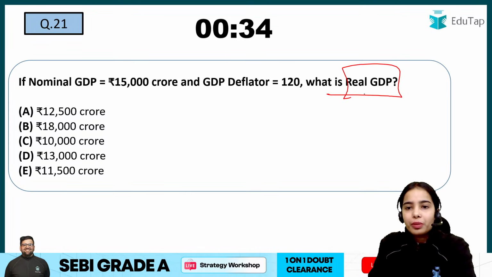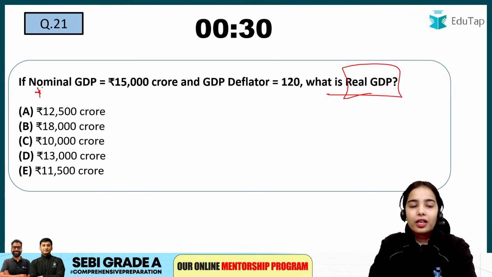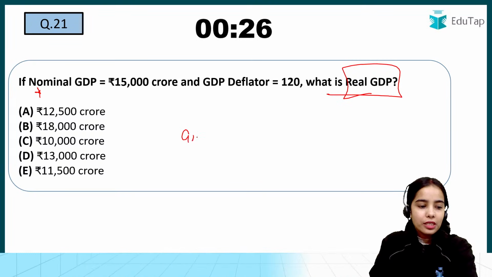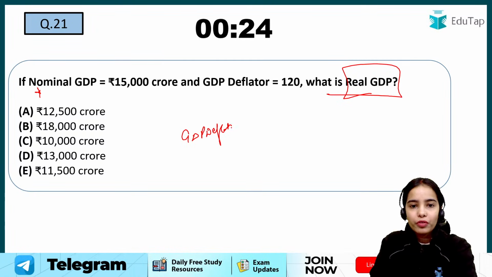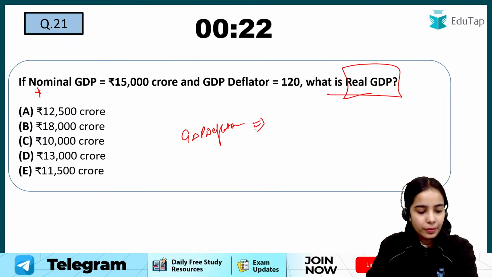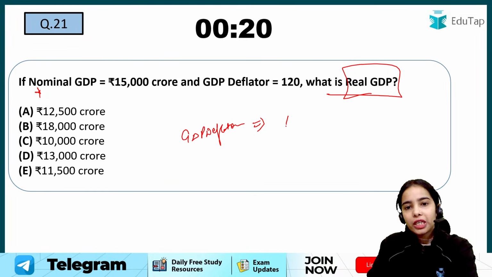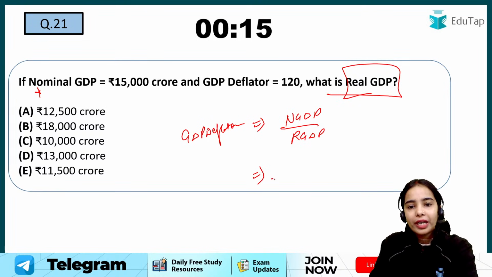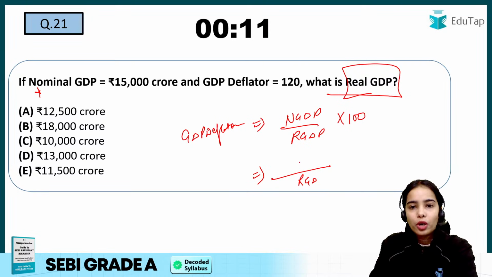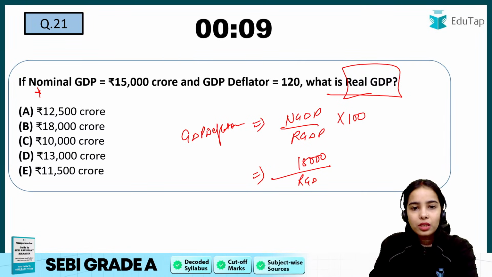What is real GDP? Try to answer this question, a very easy question that you can answer with the help of the basic formula of the GDP deflator. So what is the formula of the GDP deflator? If you know the formula of the GDP deflator, you will be able to answer this. GDP deflator is your nominal GDP divided by real GDP, multiplied by 100. So real GDP you have to find, nominal GDP is 15,000 and GDP deflator is 120.